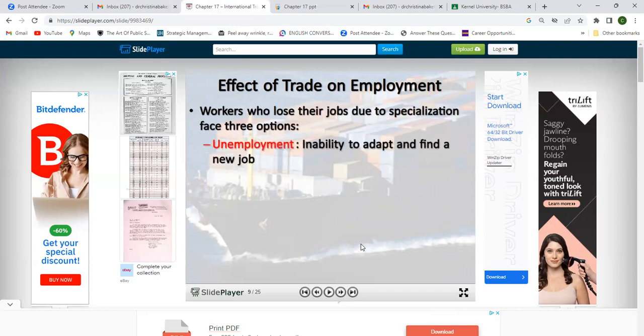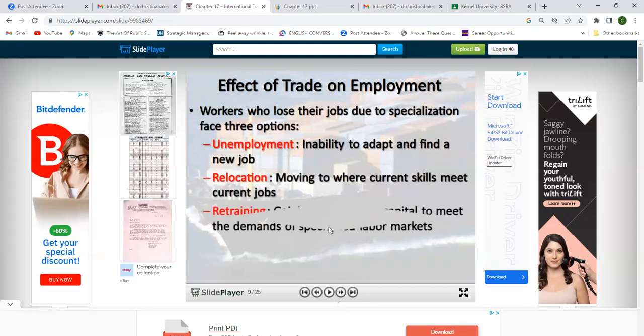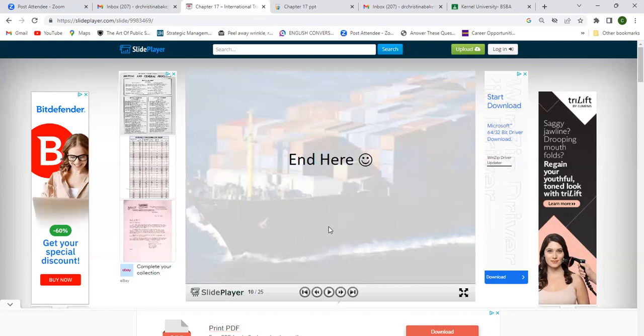We also have issues with unemployment. Workers who lose their jobs due to specialization face 3 options. We have unemployment and inability to find and adapt to a new job. Relocation, maybe moving to use current skills to meet a current job. Retraining, gaining new human capital to meet the demands of specialized labor markets.